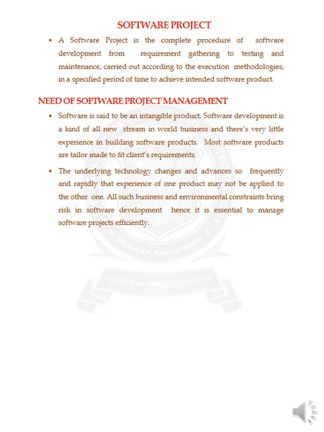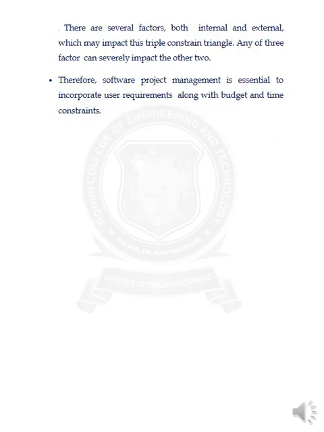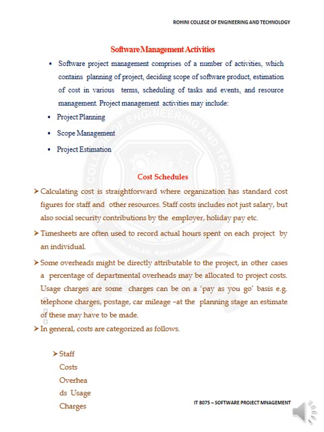To summarize, a software project is a complete procedure of software development from the requirement gathering to testing and maintenance, carried out according to the execution methodologies in a specified period of time to achieve the intended software project. There are several factors, both internal and external, which may impact time, value and money. So it is essential to incorporate user requirements along with budget and time constraints.